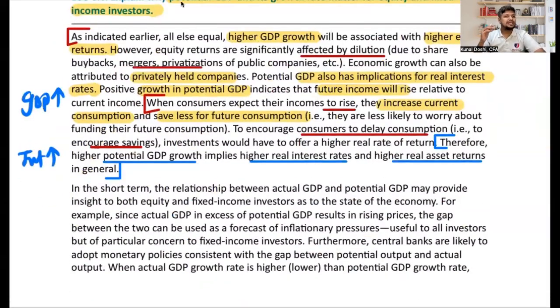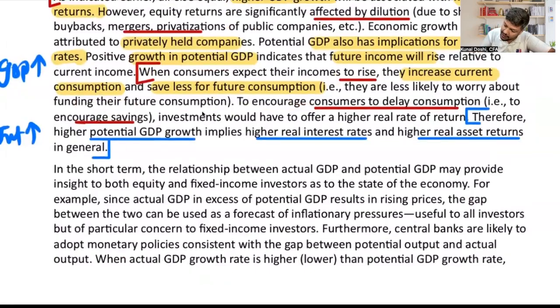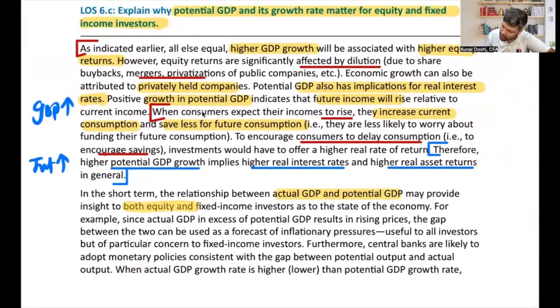So what did we understand? That higher GDP will translate into higher returns for equity. Correct? In the short term, the relation between actual GDP and potential GDP may provide insight into both equity and fixed income returns. See, actual GDP might be lower or higher than the potential GDP, but in the long run, potential GDP is where you have GDP at maximum employment.